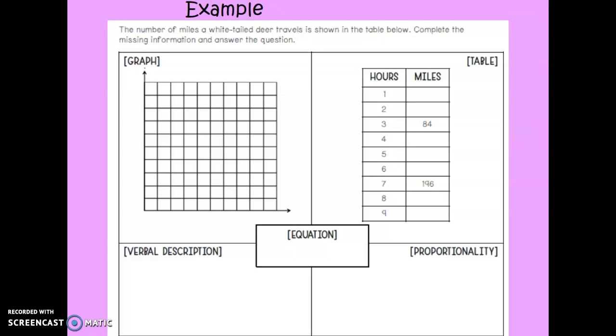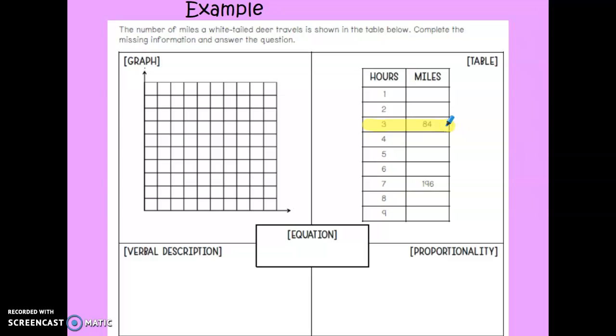Okay, so the word problem says the number of miles a white-tailed deer travels is shown in the table below. Complete the missing information and answer the question. Okay, so we're looking at the table first because we have nothing else written on here, and we have at this point, we see, ooh, that's a little too dark. Let's try the other color. We see 3 and 84. So 84 miles in 3 hours.